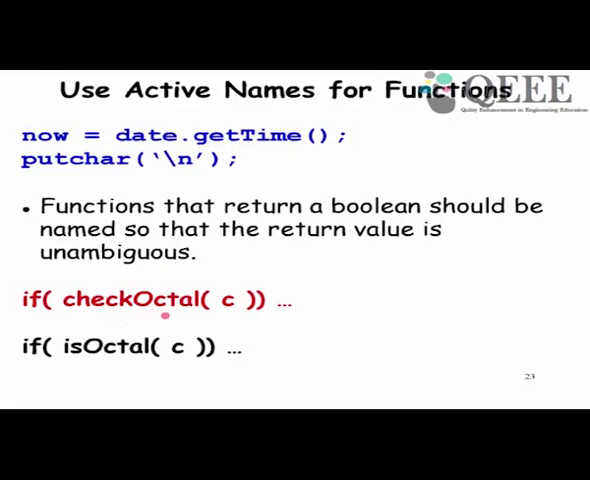Just see here, check octal C. It's clear that we are checking whether the parameter value is octal. Similarly, is octal is shorter and preferred compared to check octal. So with is octal, it is clear that it will return a boolean 1 or 0, and it is shorter. Check octal doesn't really convey that information. So is octal is a better name.